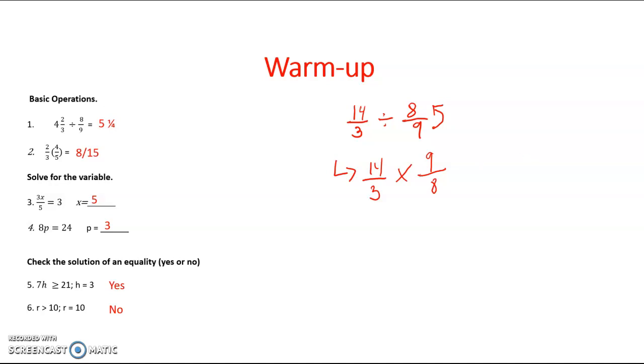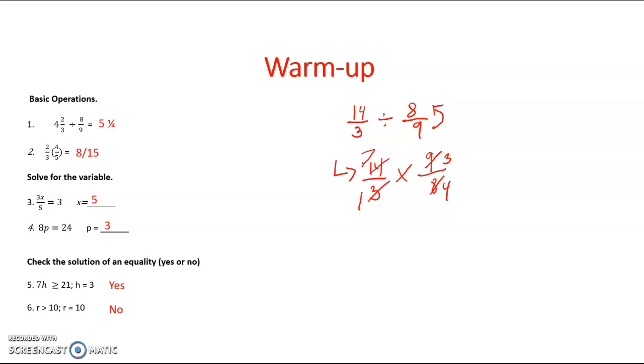But I see that I can cross cancel here because I can cross some things out to make these fractions smaller. So the first one I see is 9 and 3. 3 is a factor of both 9 and 3, so I'm going to divide them both by 3, and I get 3 and 1. And then 14 and 8, 2 is a factor of both. So I'm going to divide both by 2. So 8 divided by 2 is 4, and 14 divided by 2 is 7.